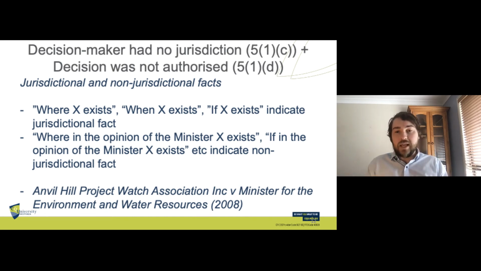On the other hand, if the language is "in the opinion of the minister," or "if in the opinion of the decision maker X exists," that would indicate to us that this is a non-jurisdictional fact, because the legislation is actually saying the minister, the director of animal control, whoever it is, the decision maker, their opinion about X's existence is what matters, not whether X objectively exists or not. So that's a really important distinction.